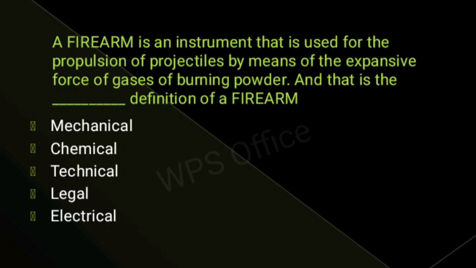A firearm is an instrument that is used for the propulsion of projectiles by means of the expansive force of gases of burning powder. And that is the blank definition of a firearm. Letter A, mechanical. B, chemical. C, technical. D, legal. E, electrical. The answer is C, technical.